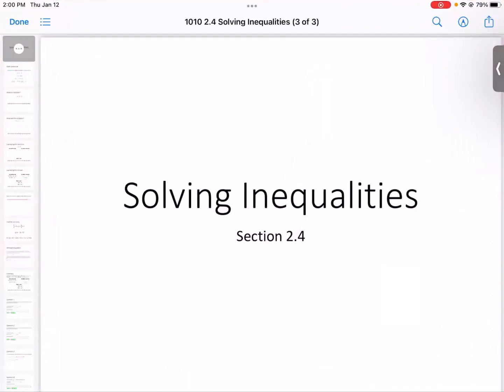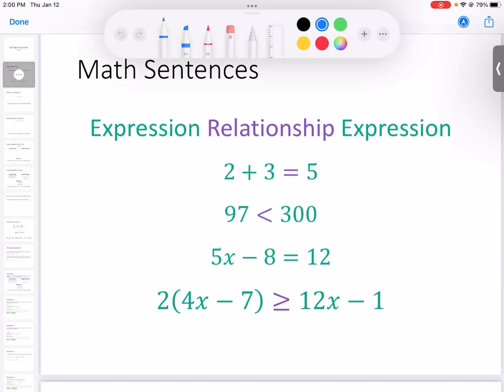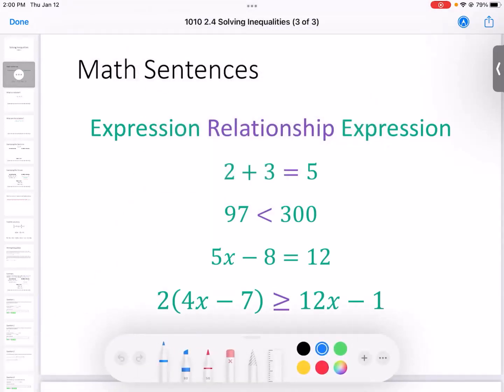So our lesson today is section 2.4, which is all about solving inequalities. So far in this class, we've been working on solving equations, and equations are math sentences, and inequalities are as well. So like this math sentence right here, where you have these two expressions and an equal sign between it, that's an equation. So is this one, but these two are inequalities because instead of equal signs, they have a relationship of being less than or greater than or equal to.